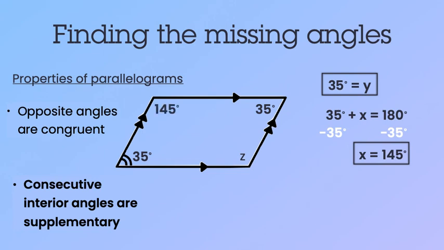Then there are a couple of different ways you could find angle z. You could look at the consecutive interior angles again, or you could look at the opposite angles again. Either way, you should find that z equals 145 degrees.